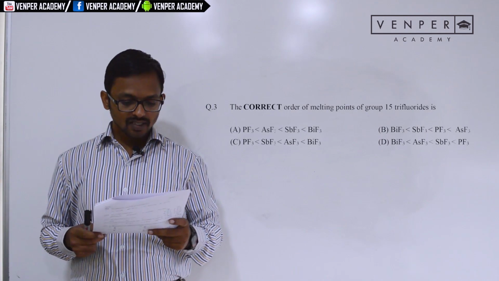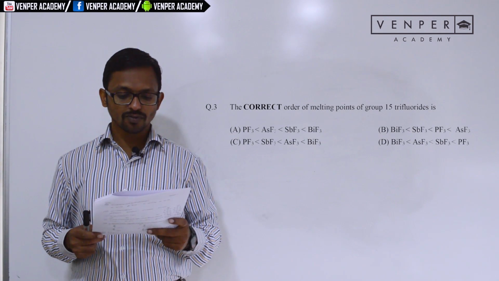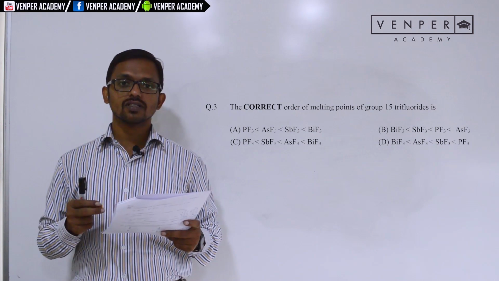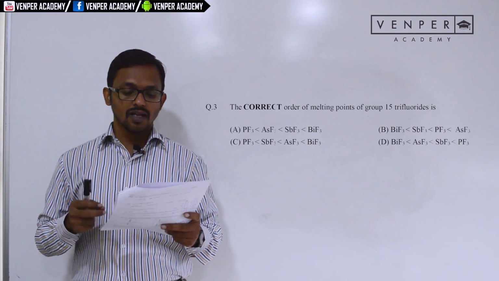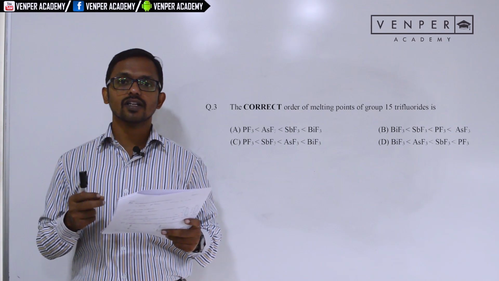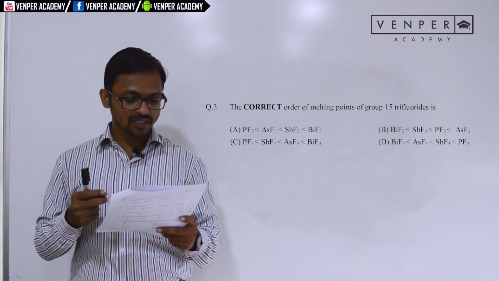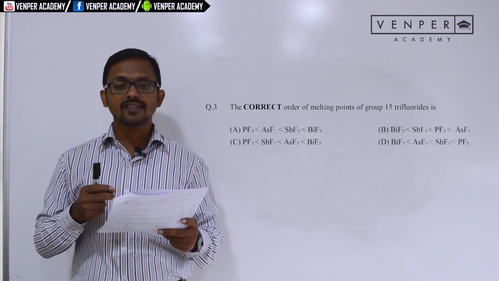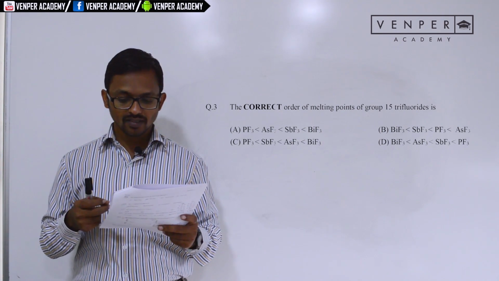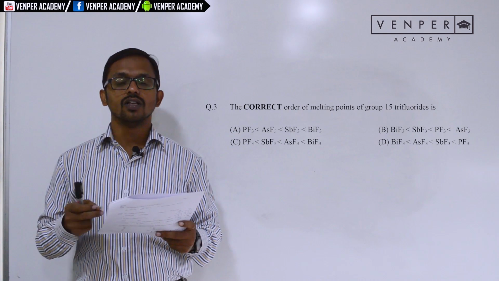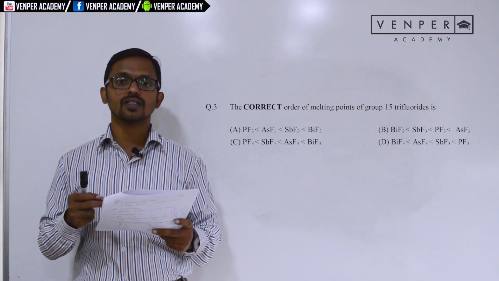Question number 3. The correct order of melting points of group 15 trifluorides is. In the given 4 options, option 1 is correct. Melting point is always directly proportional to the molecular weight, and in the given option 1, that is the increasing order of the molecular weights. So, we can say it is the increasing order of the melting points also. So, in the given 4 options, option 1 is correct.